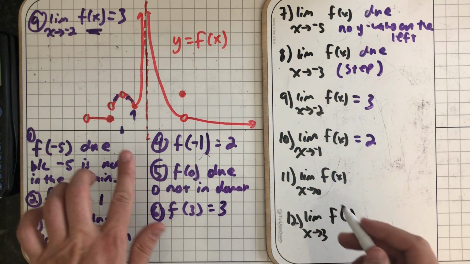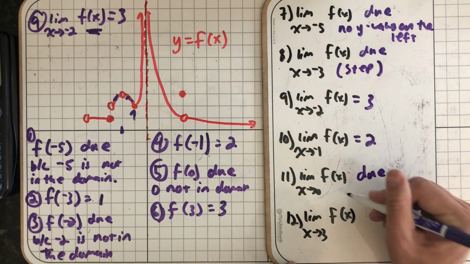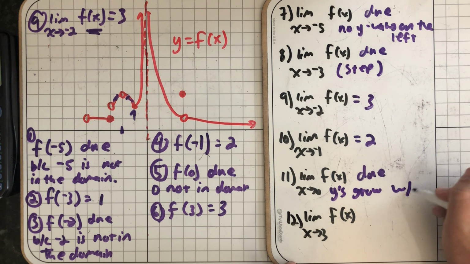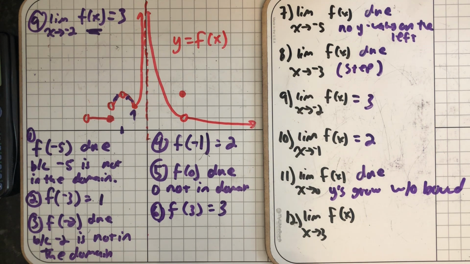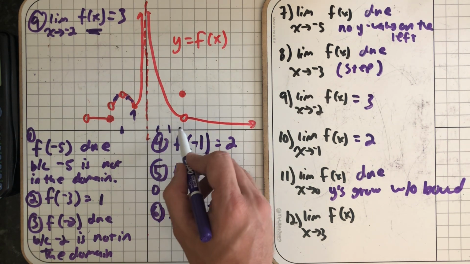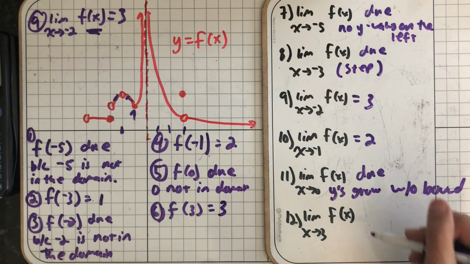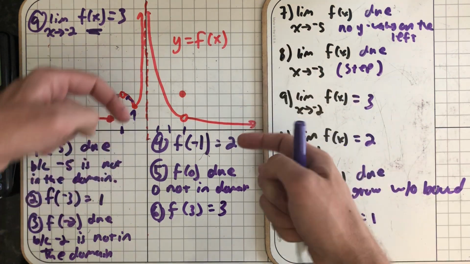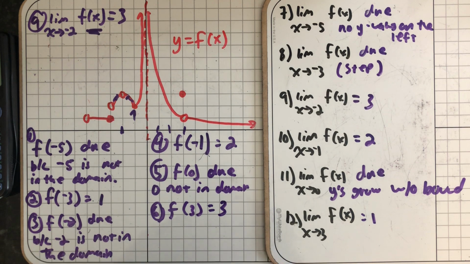The limit as x approaches 0, I grow without bound on both sides. This limit does not exist. The y's are growing without bound. And then finally, the limit as x approaches 3. Well, 1, 2, 3. From both sides, my y values are getting closer and closer to being 1. It doesn't matter that the function value is defined to be up there because I don't care what happens at 3. I only care what happens when I get really, really close to 3.